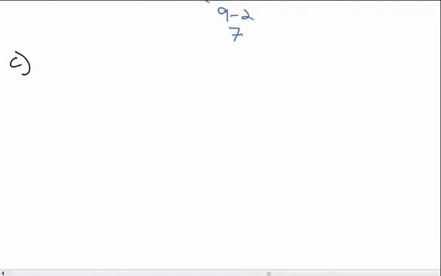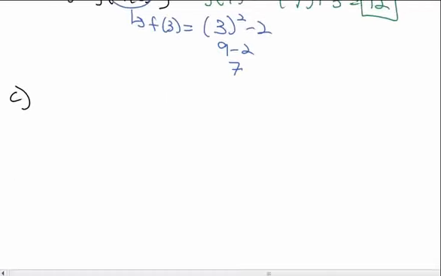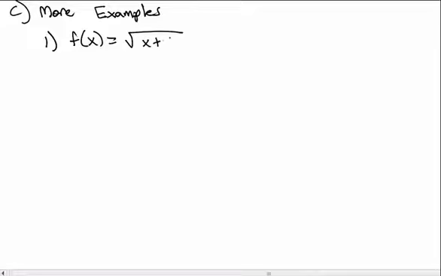So this composition of functions, this is going to be really the essential part of this video. So let's try a few more examples to help us see functions inside of functions. Let's look at f of x equals the square root of x plus 9, and g of x equals x squared plus 6x. First, we're going to find f of g of x.